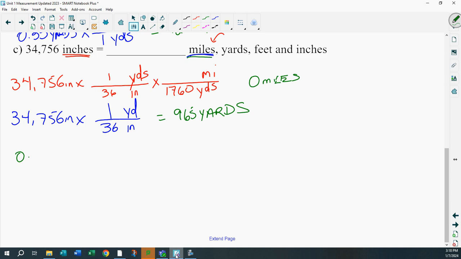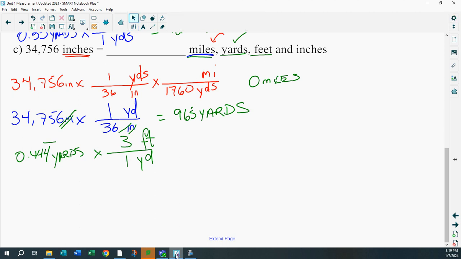So 0.444 repeating, okay? Inches cancels out. I know that this is yards. So what's the next step? I've converted it into yards. I need to convert it into feet. No problem. Yards on the bottom, feet on the top. I know I have 3 feet per 1 yard, so I'm going to take that 0.444 and multiply it by 3.